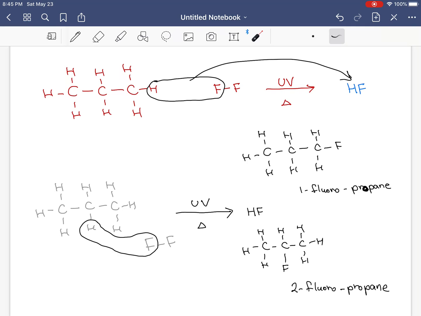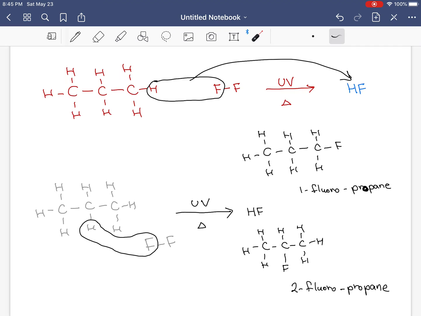Okay? But in the meantime, if I were to give you a question on a test, propane reacted with fluorine gas, I want to see hydrogen fluoride. I want to see 1-fluoropropane. And I want to see 2-fluoropropane. How does that sound?